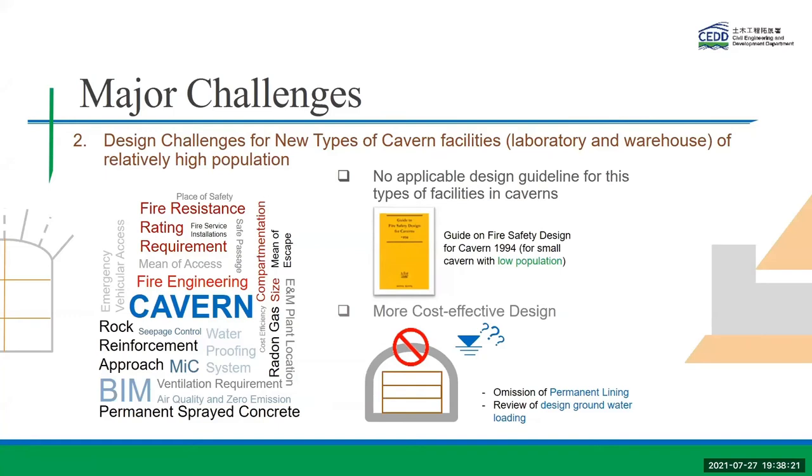in this aspect. In particular, the fire safety design guideline: although there is a design guideline on fire safety design for caverns, which was published in 1994 by BD and FSD, this guide only provides guidelines to design facilities with low population, such as sewage treatment works. Due to the lack of design guidelines, we have no other way but to make reference to the building fire code. However, as the characteristics of caverns are completely different from surface buildings, not all the requirements could be fully complied with. So we need to adopt a fire engineering approach to justify everything.